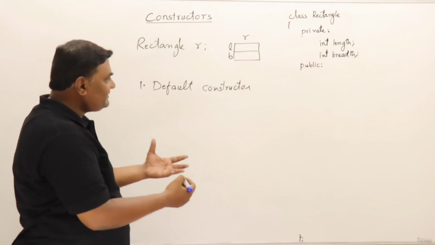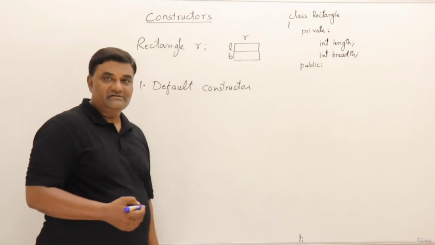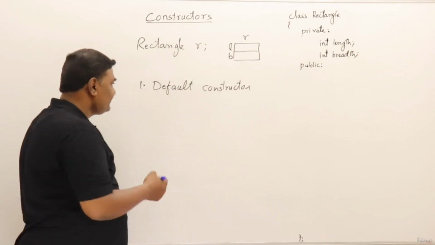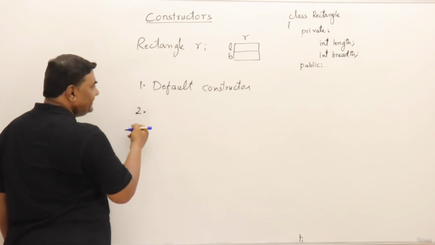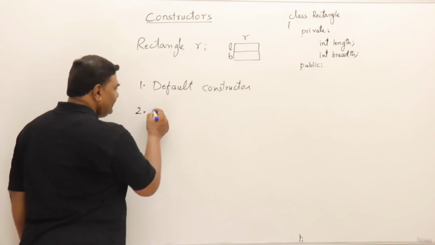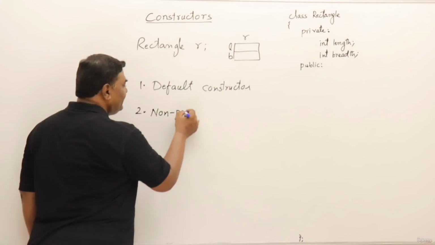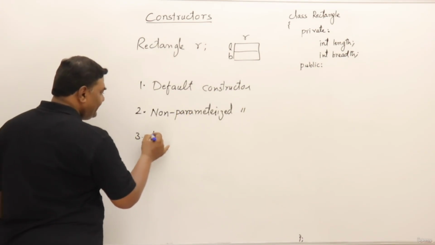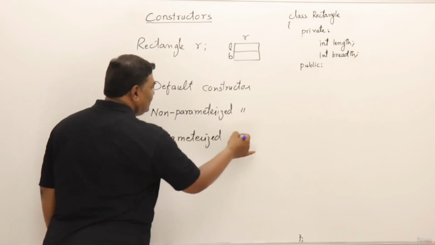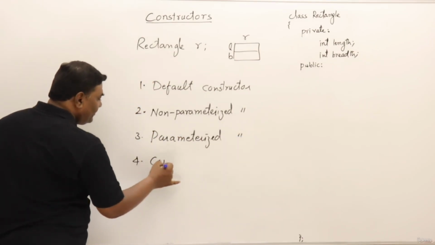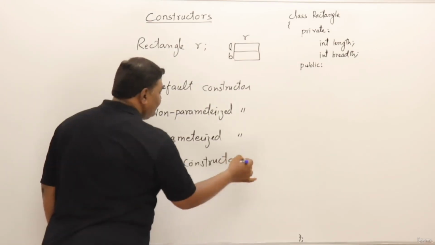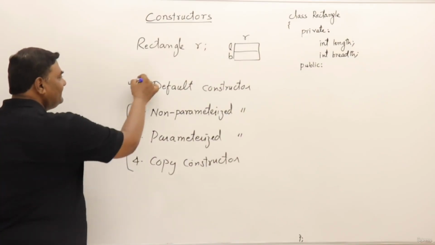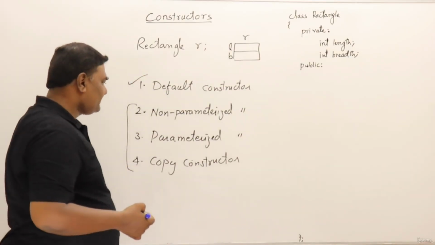Can I write my own constructor? Yes, we can write our own constructors. Then how can I write? I can write three different types of constructors. That's my user defined constructor. First one is non-parameterized constructor. Next is parameterized constructor. Then next is copy constructor. So we can write three different types of constructors. If you don't write any, then a default constructor is provided by the compiler.